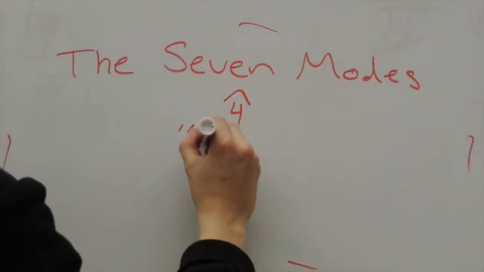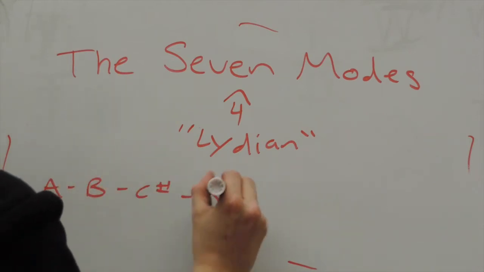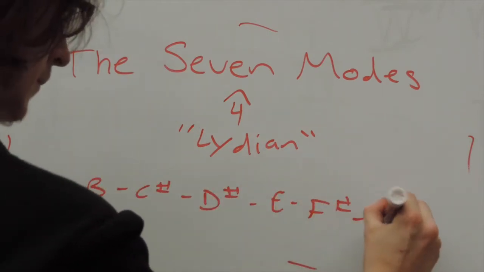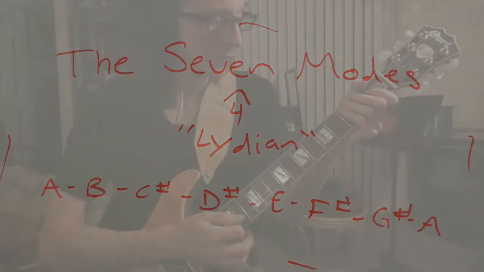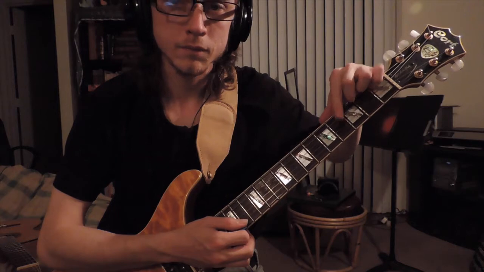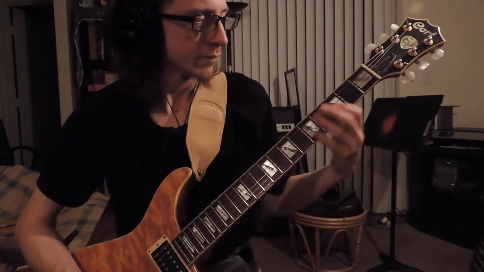The 4th mode on the 4th scale degree is the Lydian mode, and in E major this begins on A. We're going to start on the 2nd fret of your G string for this scale. And keep in mind, we've been using the open B string, but for this scale, we're going to use the 4th fret B.